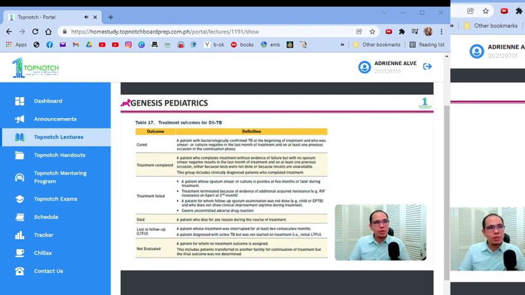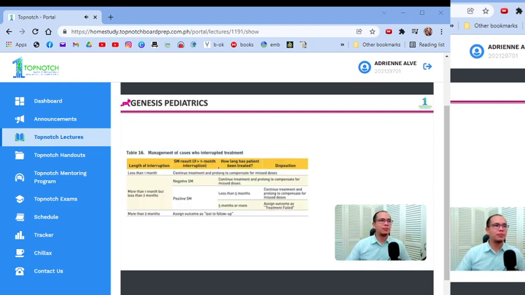So for the treatment outcomes, listed in this table are the outcomes. So it's cured, treatment completed, treatment failed, died, lost to follow-up, and not evaluated. Okay? So self-explanatory, guys. Basahin nyo lang ng part ito. Wala akong masyadong kailangan i-discuss sa part na yan. Okay? So, ito common na tinatanong, what do you do kapag na-interrupt yung treatment? So, this is a common board exam question which you all should know.